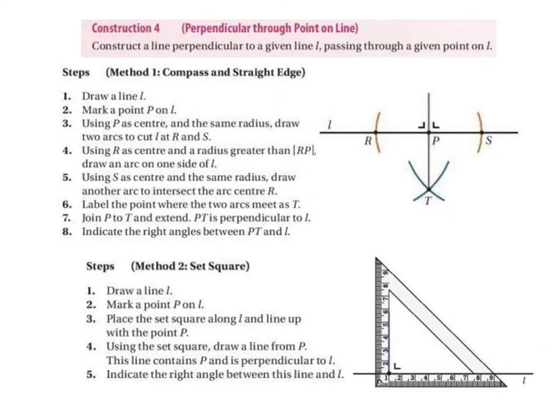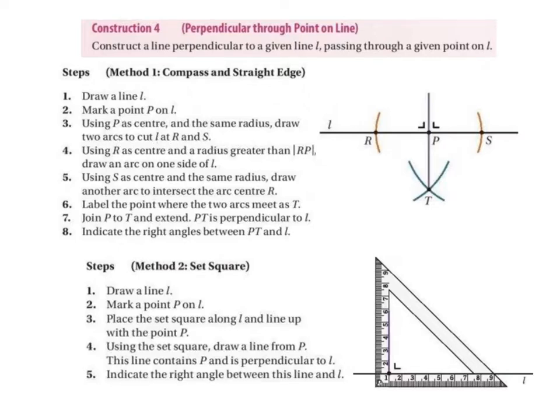Just a reminder, this is construction 4, perpendicular through a point on a line. So if we're asked to construct a line perpendicular to a given line L, passing through a given point on L, this is the line L. So the steps, method 1, using a compass and a straight edge. You start by drawing the line L. Mark a point P on L. Using P as the centre and the same radius, draw 2 arcs to cut L at R and S.